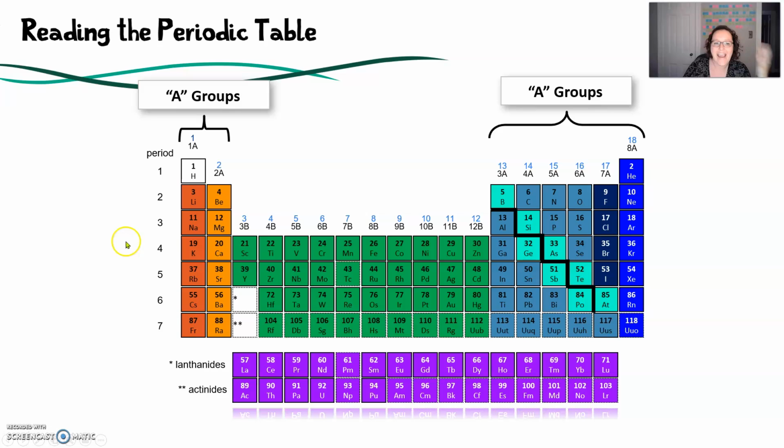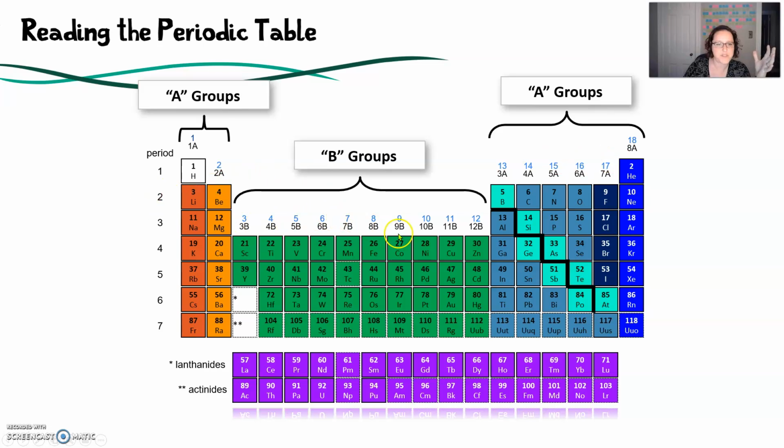Note that there are 8 of these columns in the A groups, and so they're numbered where they kind of skip over this middle block and pick up again where it left off. So you go 1, 2, and then 3 through 8. And this number 8 is really important because we're going to tie this back into electron configurations when we get to chapter 4. So pay attention to that.